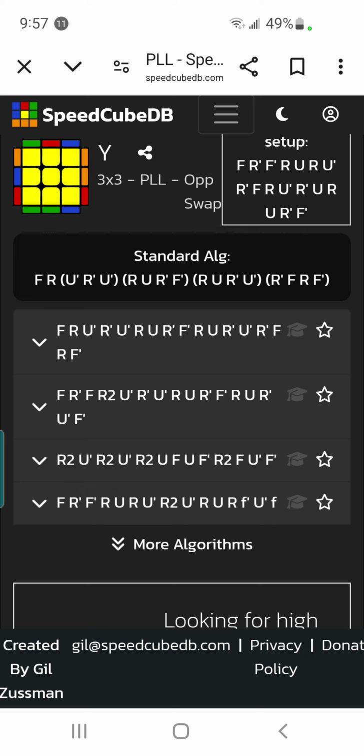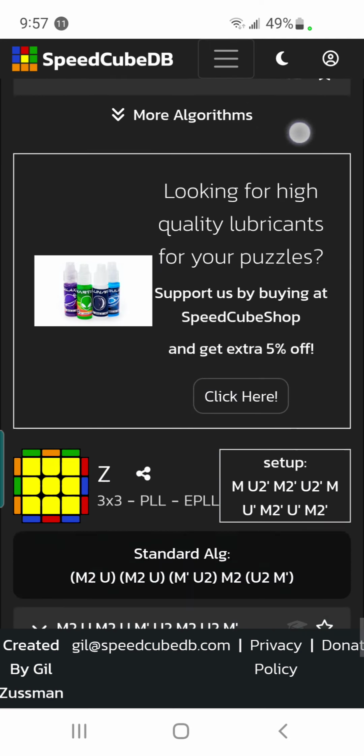So first it's F, R, U prime, R prime, U prime, R, U, R prime, F prime, R, U, R prime, U prime, R prime, F, R, F. The R prime, F, R, F is known as the sledge algorithm.